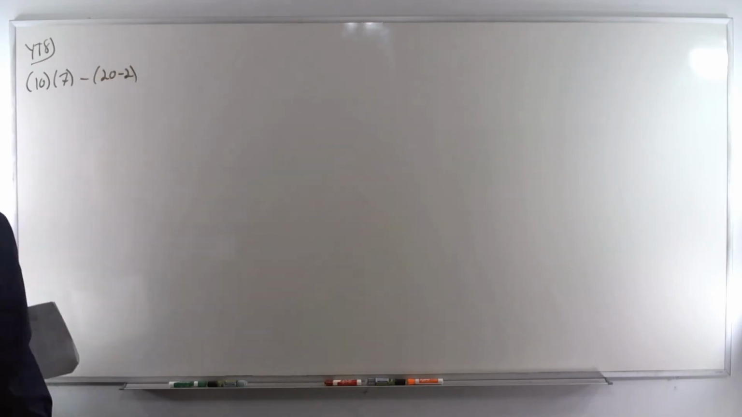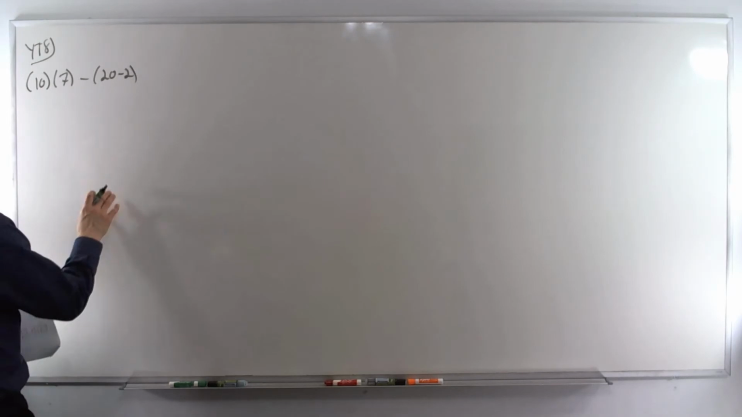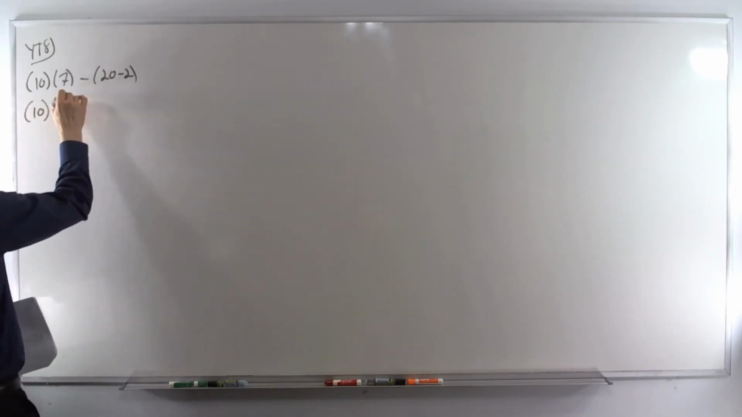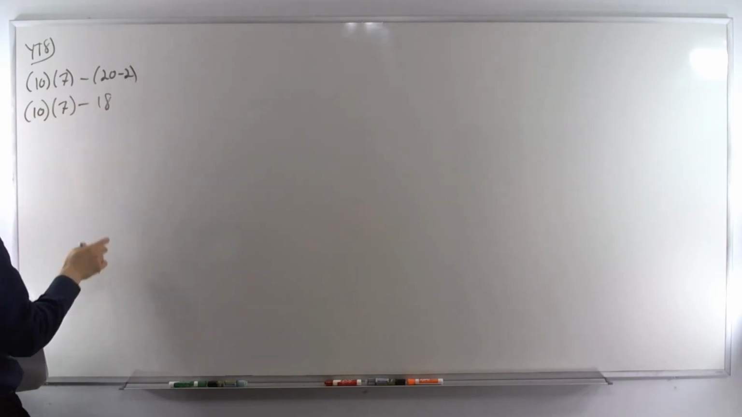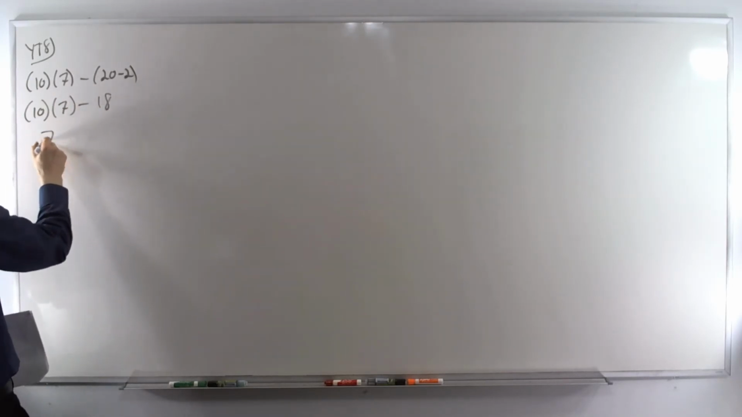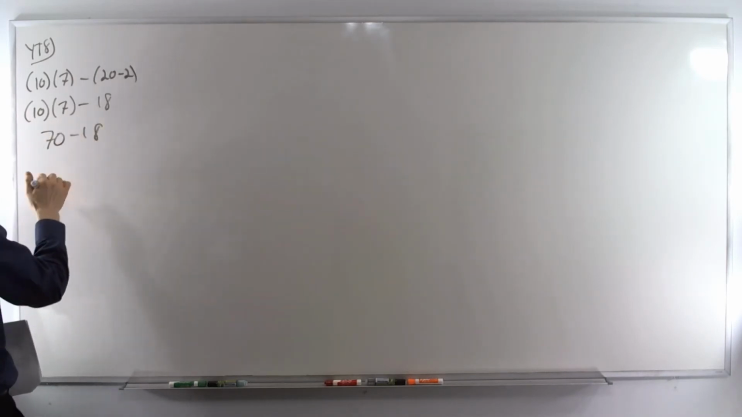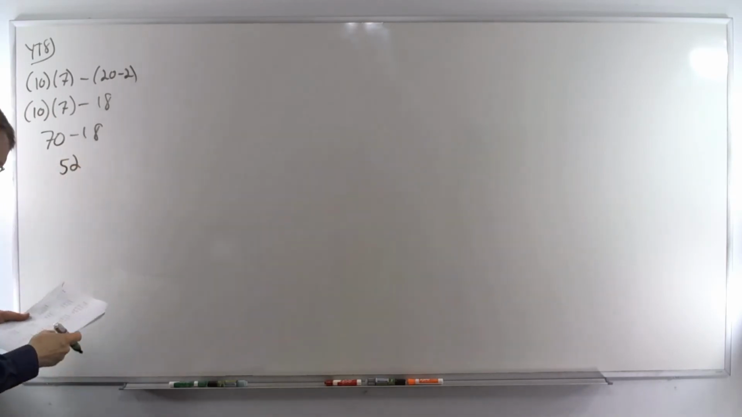So 10 times 7 minus 20 minus 2. Okay, so start with the parentheses. 20 minus 2 is 18. Next up, multiplication. 70 minus 18, and then finally subtract to get 52.